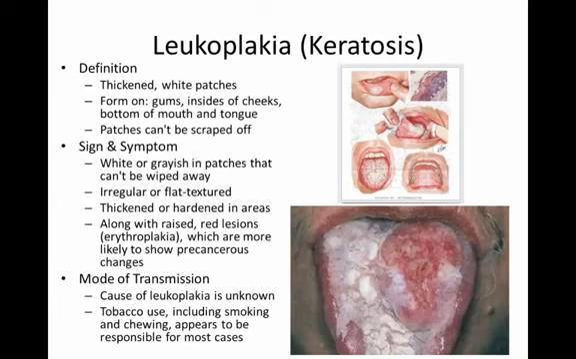Leukoplakia or keratosis are thickened white patches. They form on the gums, inside the cheeks, at the bottom of the mouth and tongue. Patches cannot be scraped off. Signs and symptoms include white or grayish patches that can't be easily wiped away. They may be irregular or flat in texture, thickened or hardened in areas. They may also be associated with red raised lesions, or erythroplakia, which is more likely to show precancerous changes. The cause of leukoplakia is unknown. Tobacco use, including smoking and chewing, appears to be responsible for most cases.